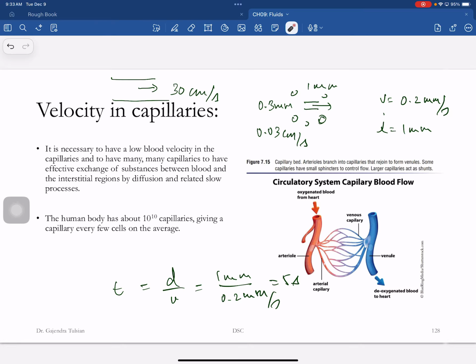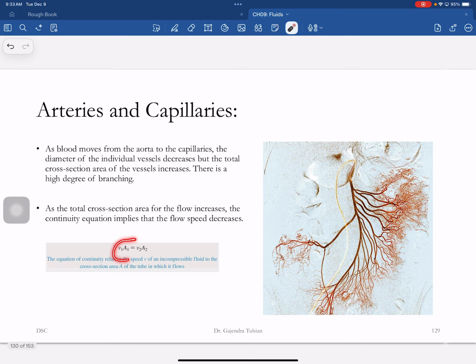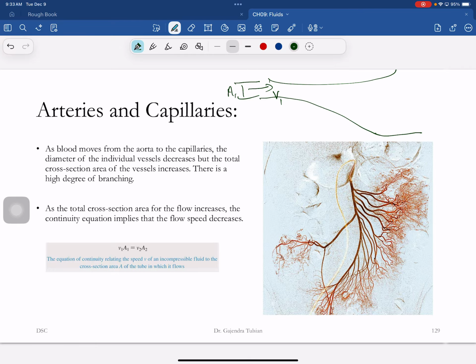Now the question is, how do you slow it down by a factor of 1,000? And that's the continuity equation. These major blood vessels branch into capillaries, and what this equation is telling you is, this is the flow rate. The flow rate is the speed times the area of cross section of the vessel. And if you want to slow blood down, you have to somehow increase the area, V1 A1 equals V2 A2. So if you increase the area by a factor of 1,000, the blood will slow down by a factor of 1,000.